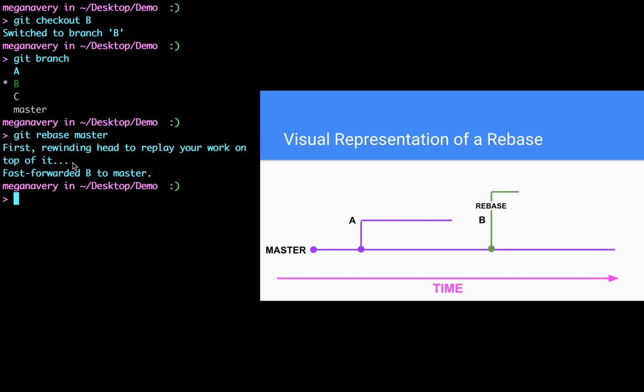So this is rewinding your head to replay your work on top of what you did previously. And then it's fast forwarding master to B. So that's the part where it moves B from whatever its previous base was, A, to master. This can get complicated, and you can have conflicts if you would have gotten a merge conflict between B and A. So something to keep an eye out for. You'll have to fix conflicts and go through some steps along the way for rebasing if things get complicated, but that's the basic way to deal with a rebase.